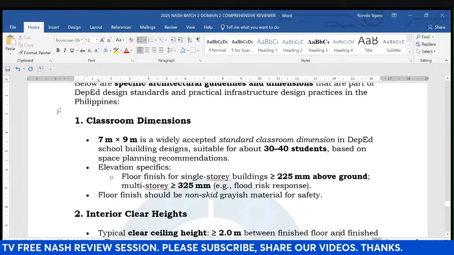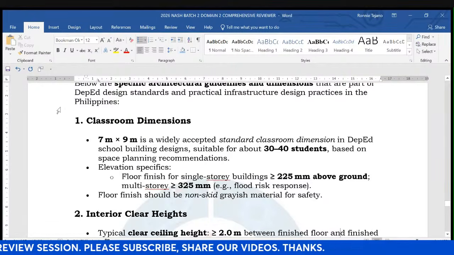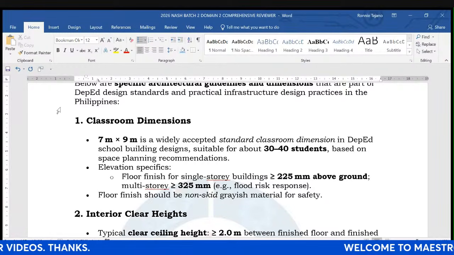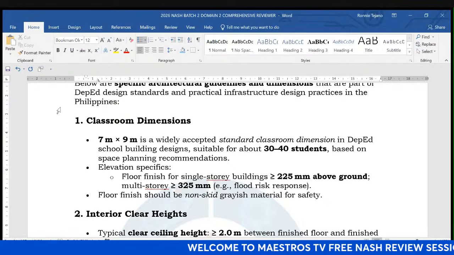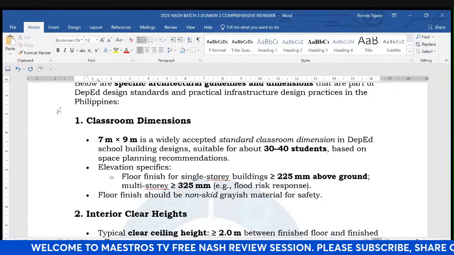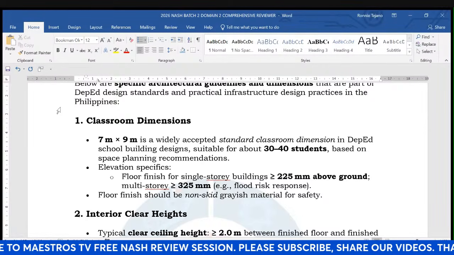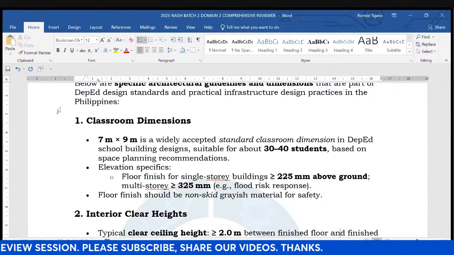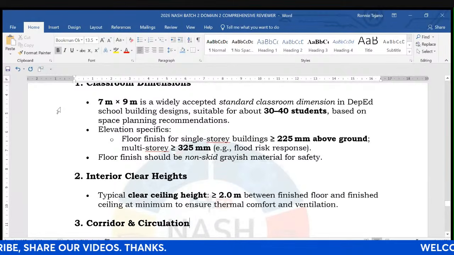Kapag basahin niyo yung physical facilities manual, may distinction between elementary and secondary. Pero typically, yan naman ang desired, no, standard. With a floor finish of a single-story building that's 225 mm above ground with a multi-story of 325 mm. That's the floor rise response.